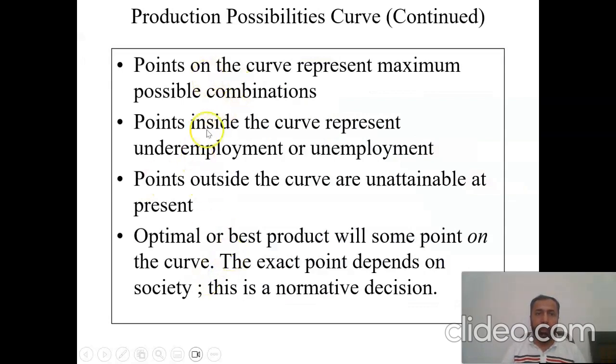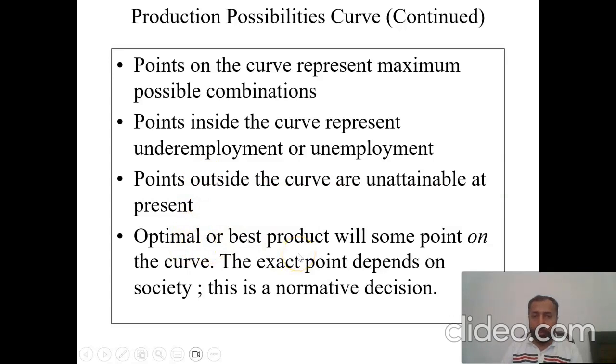This is the same thing. Points on the curve represent maximum possible combinations. Points inside the curve represent underemployment or unemployment of resources, because all resources are not fully employed if we have a point under the curve. Points outside the curve are not attainable at present because of limited resources.